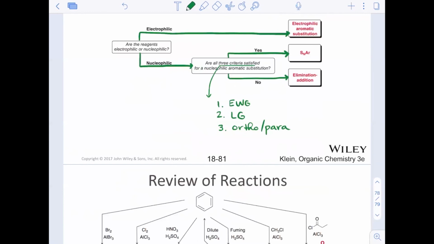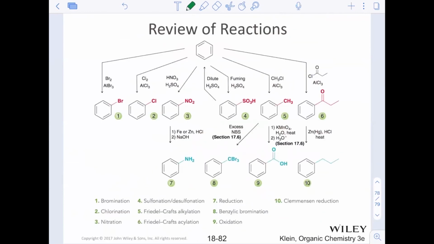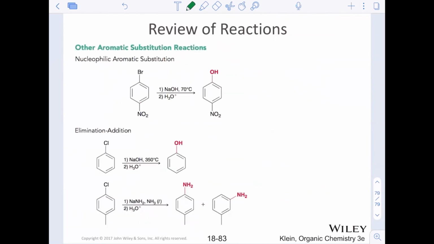Review of reactions real quick for you, just so that you can see all of the beautiful things that you can have benzene do. Our nucleophilic aromatic substitution and elimination addition, right, with all of our examples. These are great concept maps to keep handy for doing practice problems.